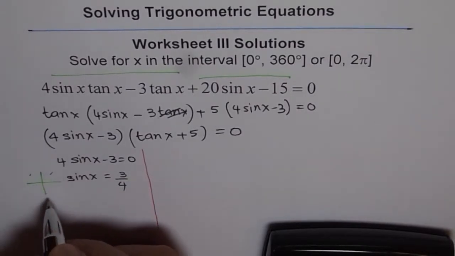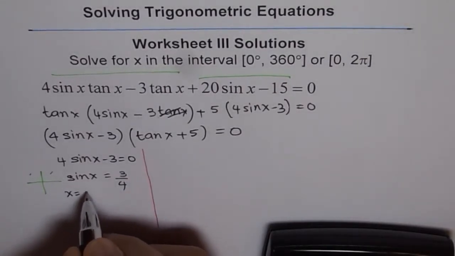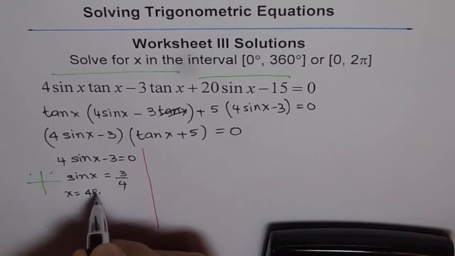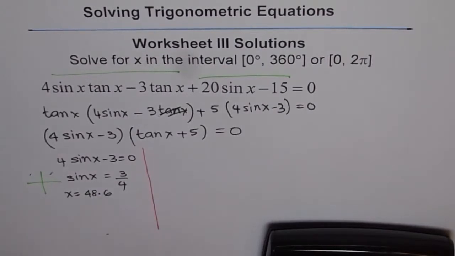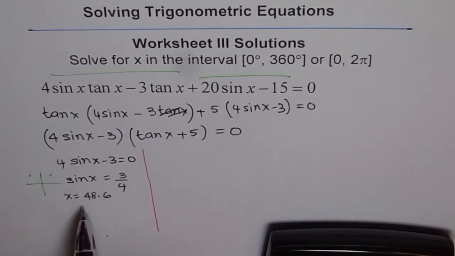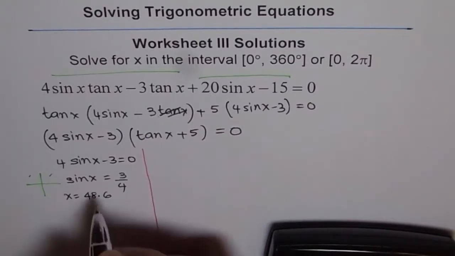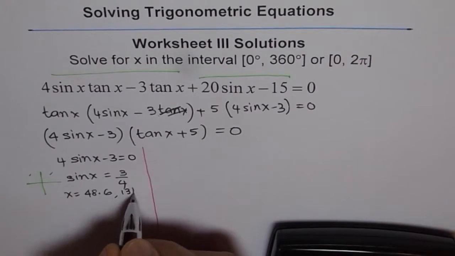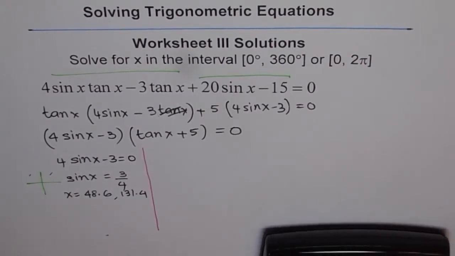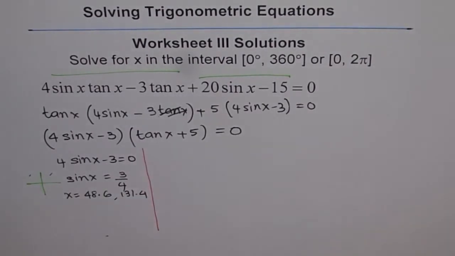So one answer we got here is x equals 48.6, right? Okay, the other one will be 180 minus 48.6, right? So we'll write that 180 minus 48.6, and that is 131.4. So the other solution is 131.4, correct? So these are the two possible solutions for sin x.